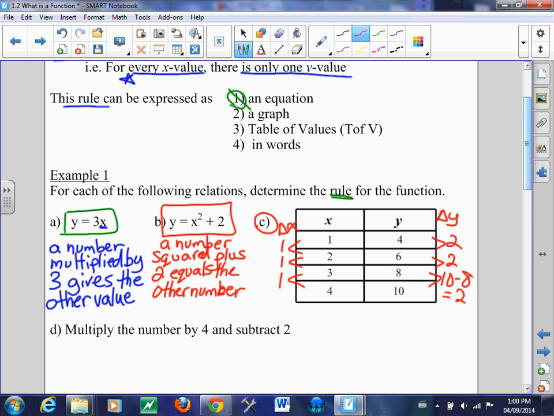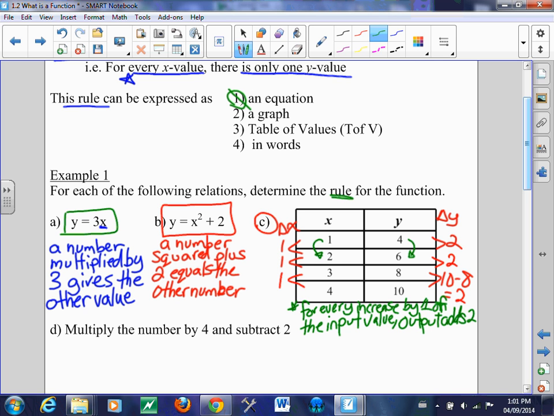So what does that tell us? For every increase in the input value, so as I go from here to here, as I increase the input value by 1, I'm increasing the output by 2, so it adds 2. So you could use that for words if you wanted. So for every increase by 1 of the input value, the output adds 2.